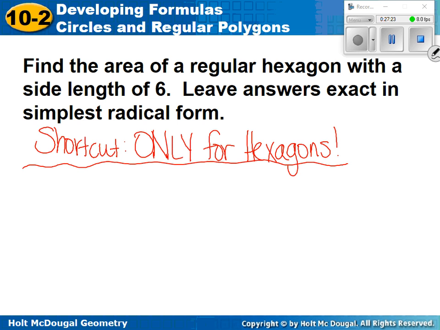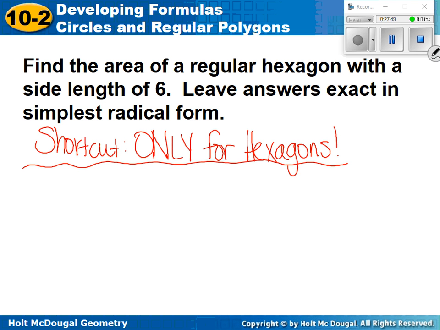And again, I'm going to remind you, we have a shortcut for squares, right? Side squared. We have a shortcut for equilateral triangles. S squared, square root of 3 over 4. Any other regular polygon we're going to have a formula for. Except I'm going to show you another shortcut that works for just hexagons. And then after the hexagon, every other shape that's regular, a regular pentagon, a regular octagon, a regular heptagon, dodecagon, decagon, you're going to have to use the long method.